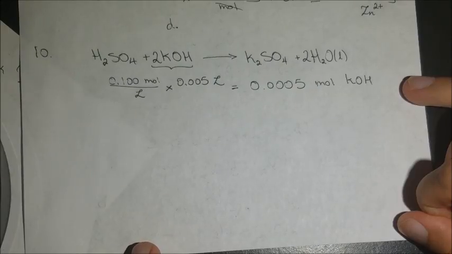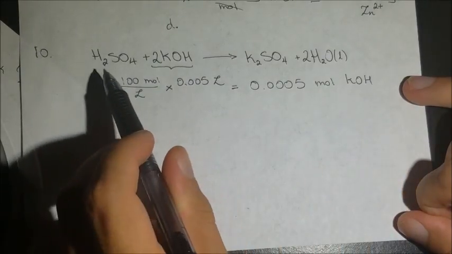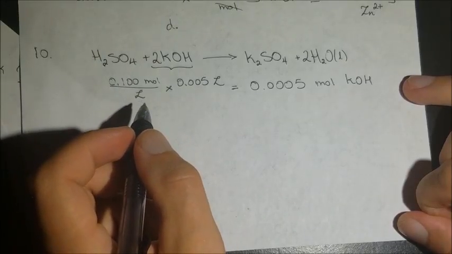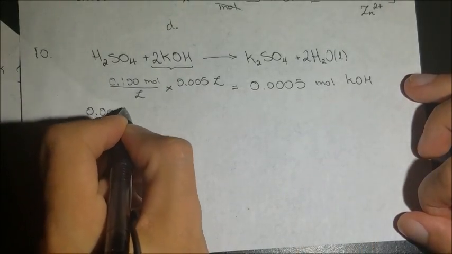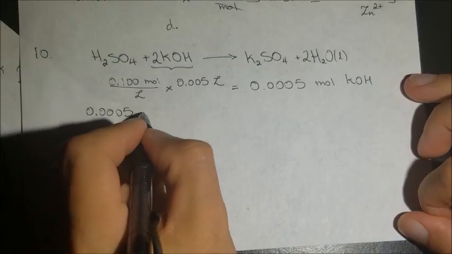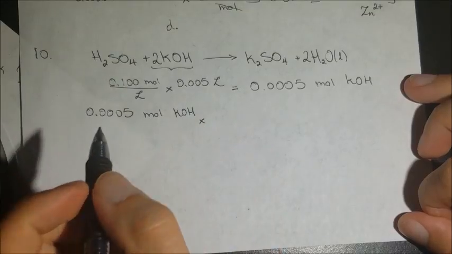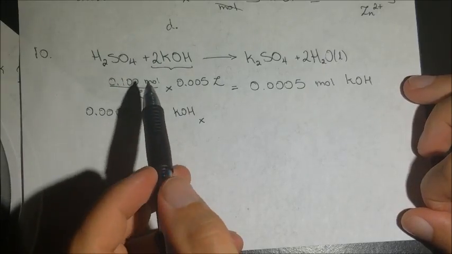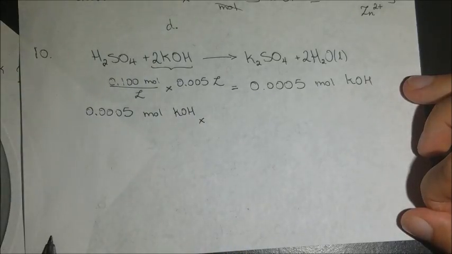Now we have to play the unit dance to get us from KOH into H2SO4. So we know from the neutralization that 0.0005 moles of KOH is what it takes to neutralize this solution. So the chemical equation here allows us to convert into H2SO4 by a mole-to-mole ratio.